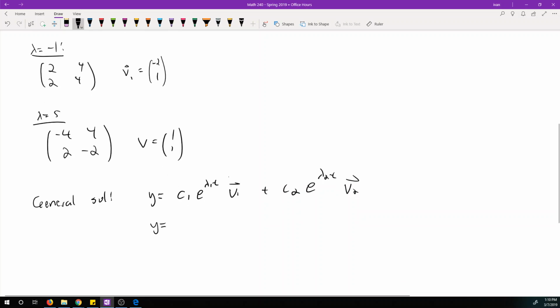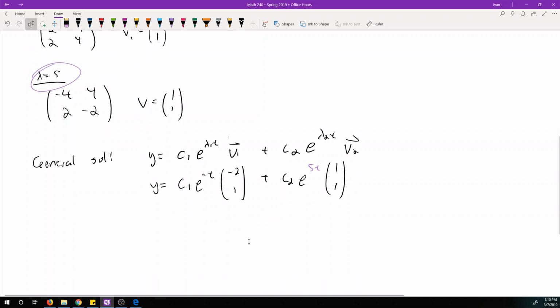So what you do is just plug them in. Lambda 1 is going to be our first eigenvalue. It doesn't matter which, so let's just say it's that one. So this is going to be e to the negative t, multiplied by the eigenvector associated with it, negative 2, 1. And then you add it to c2 times e to the, now we need the second eigenvalue, let's make that 5, so 5t, and then v2 is the second eigenvector, 1, 1.